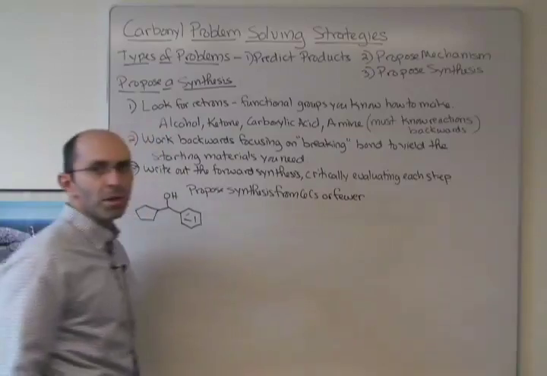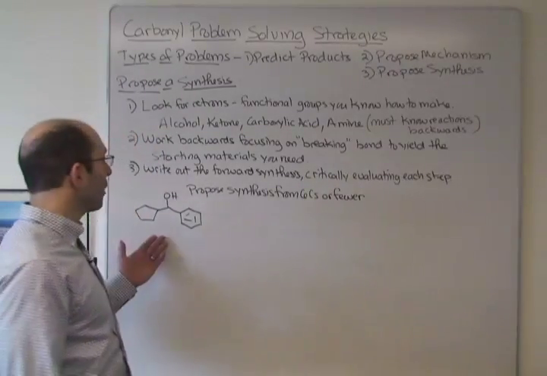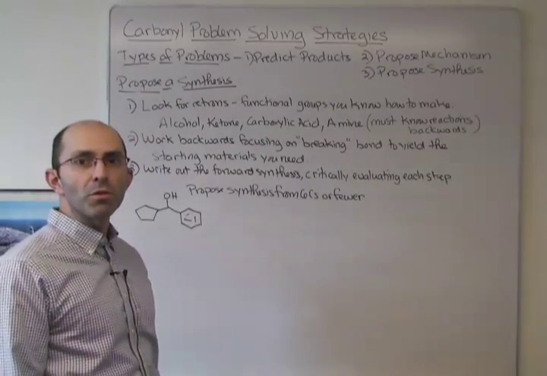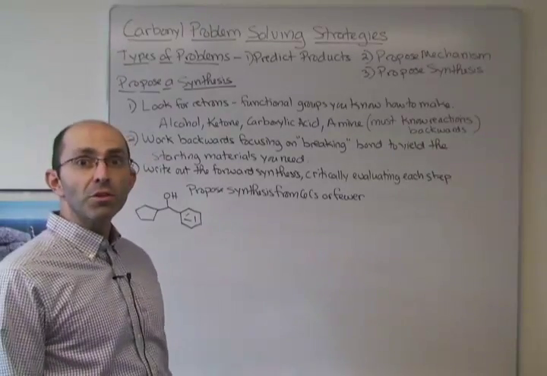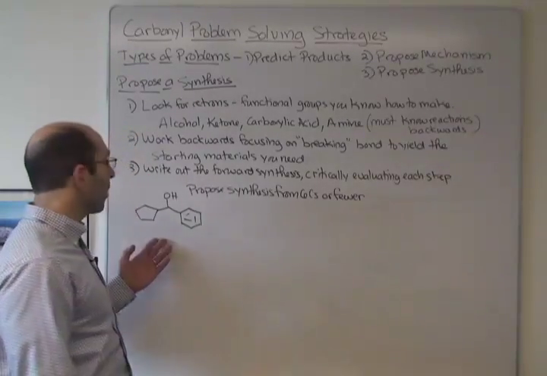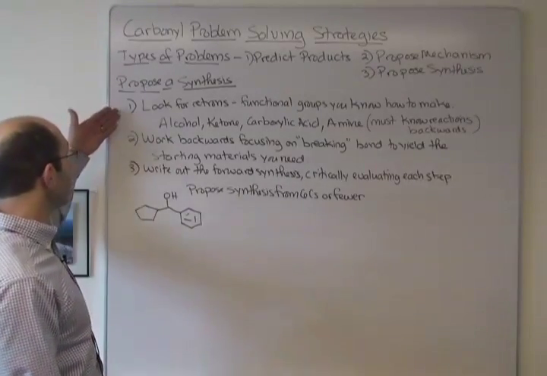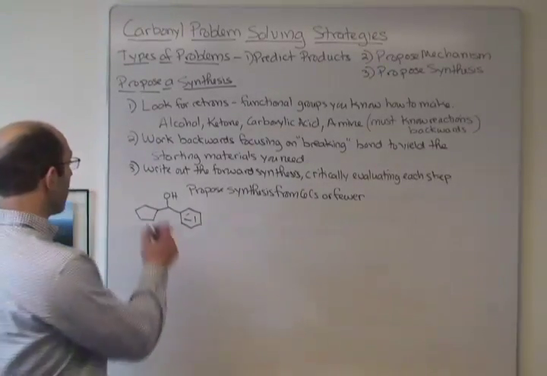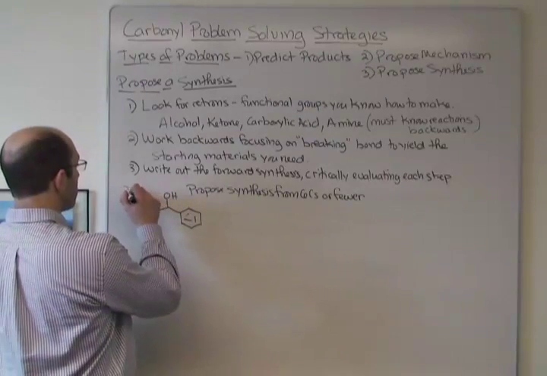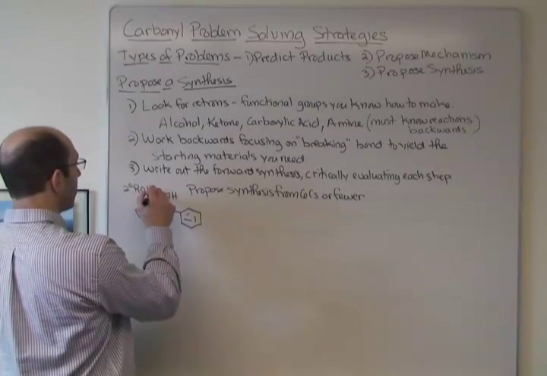So here's a common type of problem, right? We have our target, propose a synthesis from 6 carbons or fewer, and that's all the instruction that we get, right? So here's the molecule that we want to make, and if we look at this, hopefully we're looking for retrons. We see that we have a secondary alcohol, right? So that should be the first thing that we think about, right?